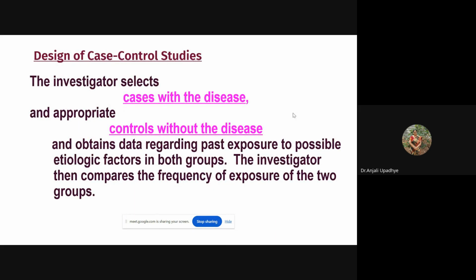So what is the design of case control studies? The investigator wants to select cases with the disease and appropriate controls without the disease. Controls don't have the disease. Obtain data regarding past exposure to possible etiologic factors in both groups. It may happen that previously they had a disease, but now there is no disease at all. The investigator then compares the frequency of the exposure in the two groups.